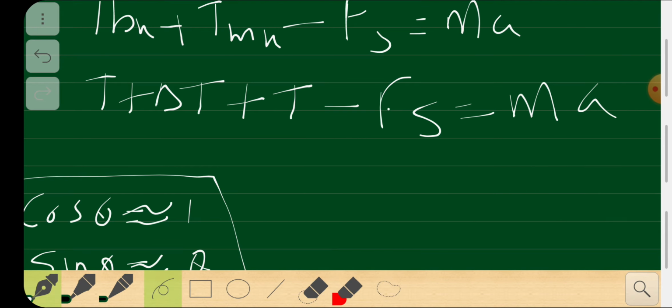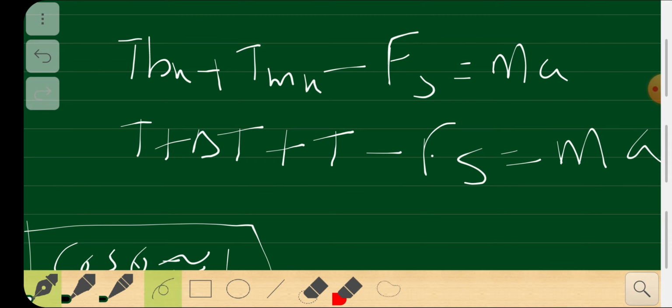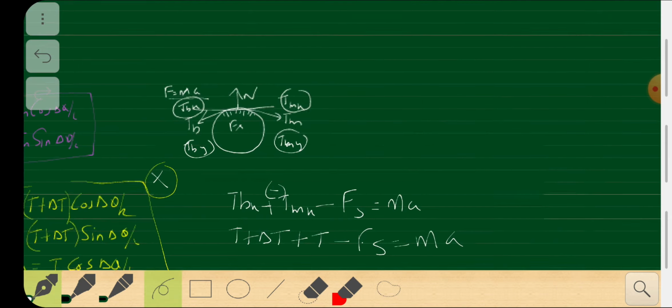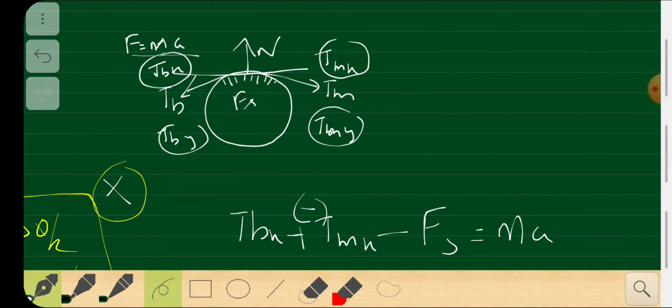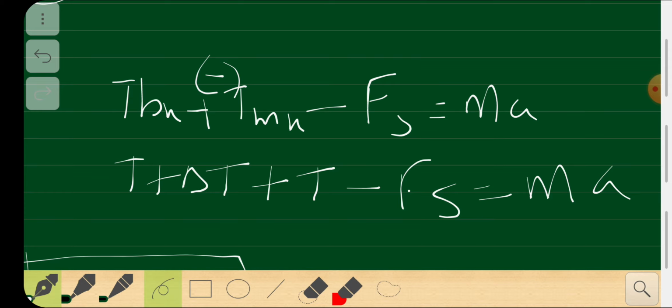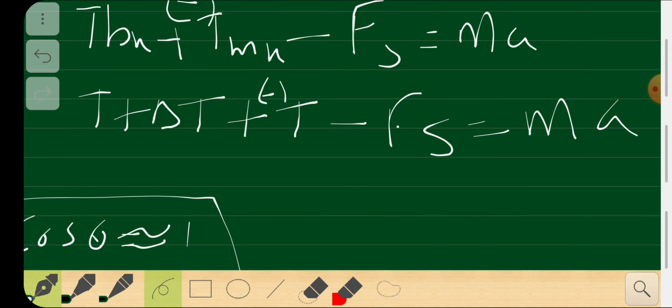Now, I'm sorry about one thing. I just forgot to put down the minus sign, right? So TMx will have a minus sign because they are both in opposite directions. TMx will be in this direction, TBx will be in this direction. So I'm taking this direction as negative. So you get TBx minus TMx, so that will be a minus sign here. Okay, so T and T cancels out.